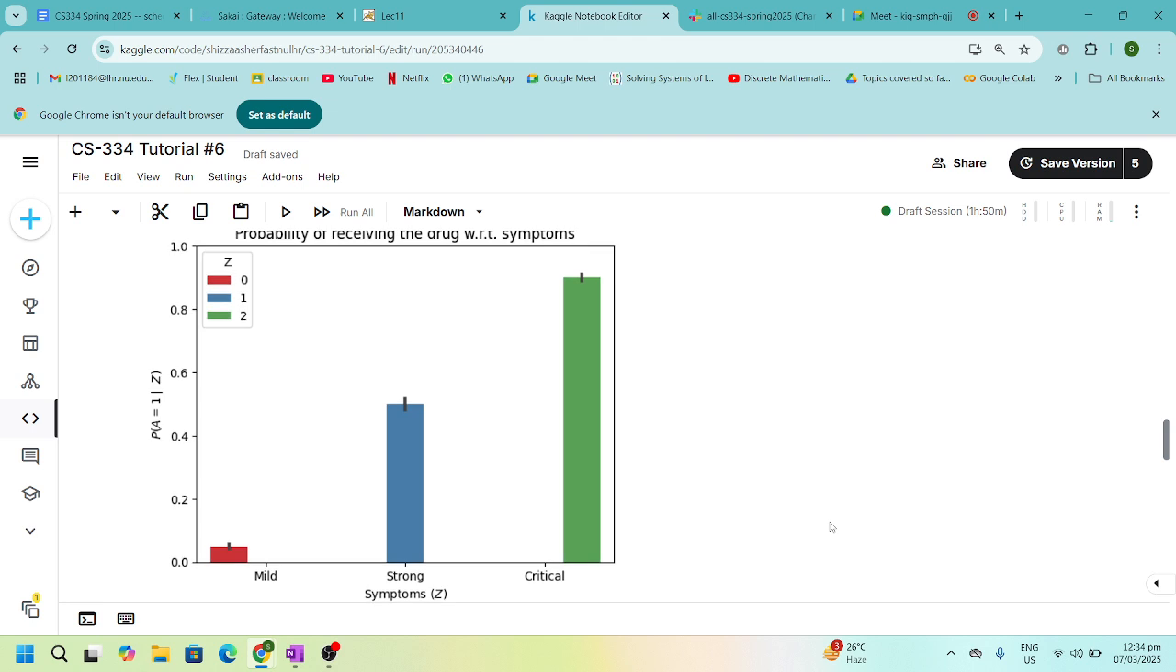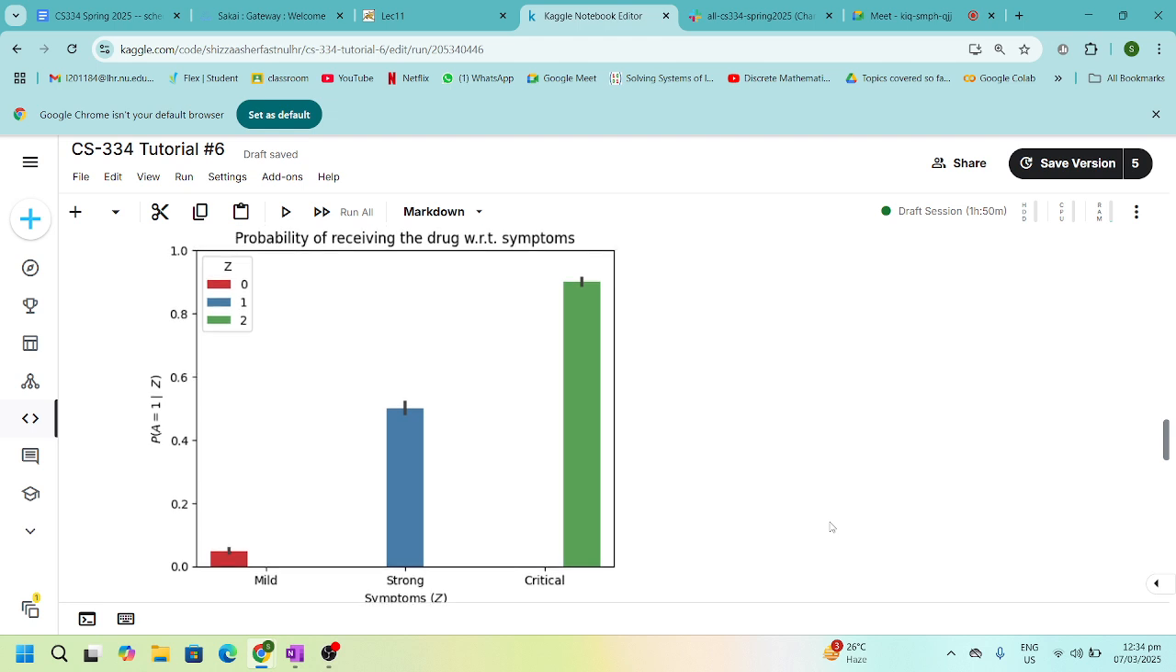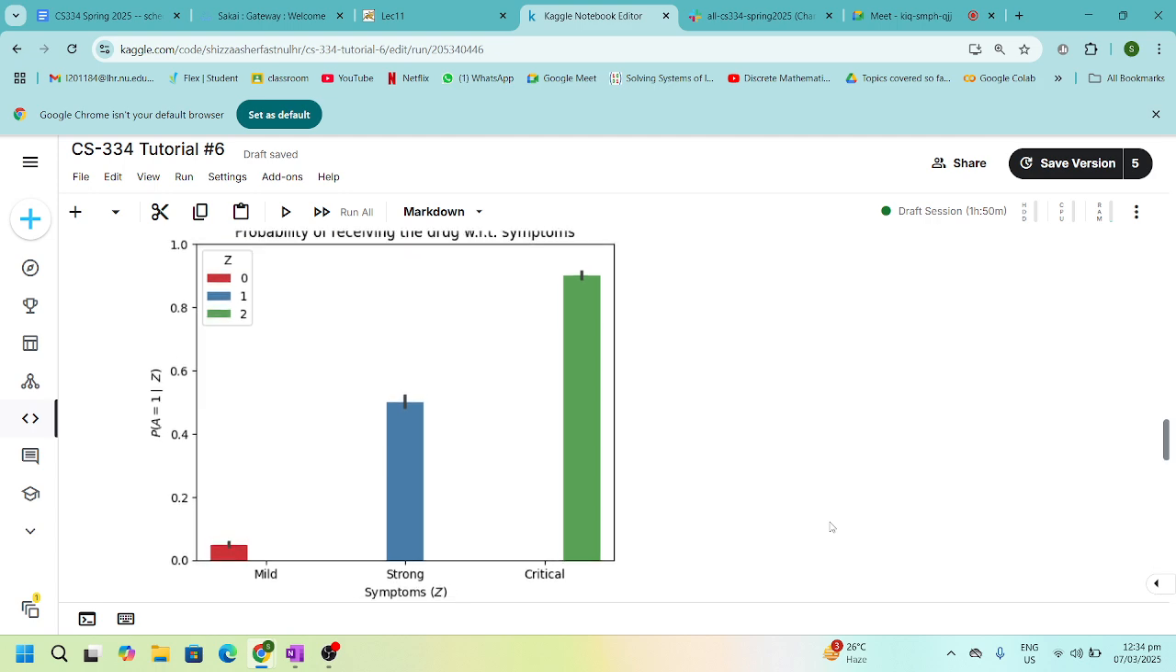Let's see, what have I plotted over here? The probability of receiving the drug with respect to the symptoms. Look at your x-axis. The x-axis covers the three categories of symptoms: mild, strong, or critical. And then look at the y-axis. The y-axis covers the value of A, and A just tells us the group to which people were assigned. All right, and we've converted those values to probability.